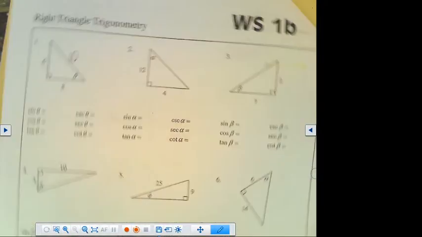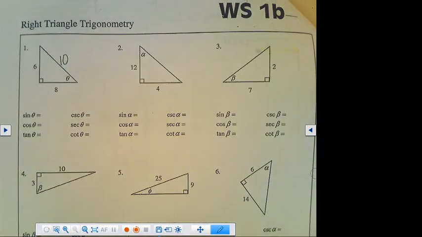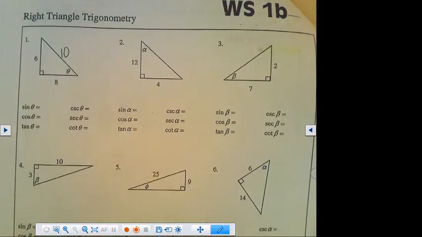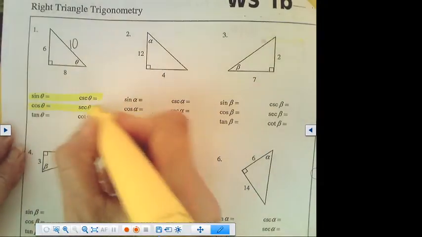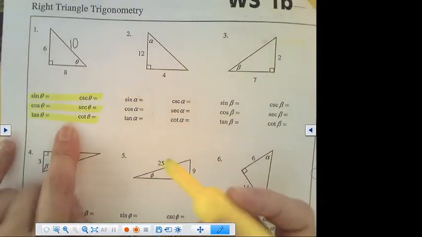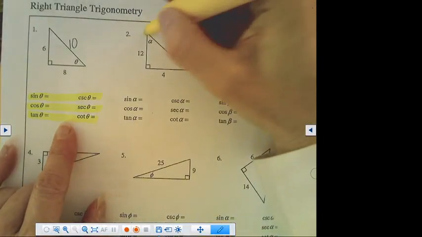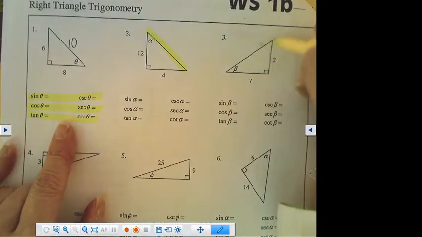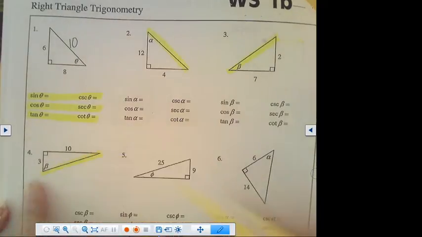This is exactly the same thing we're doing, except there is a little more work. Kind of put a hint on number 1 for you. Okay, so notice we're doing the same thing. Everybody see? But look at all the triangles. Missing hypotenuse. Missing hypotenuse. Missing hypotenuse.